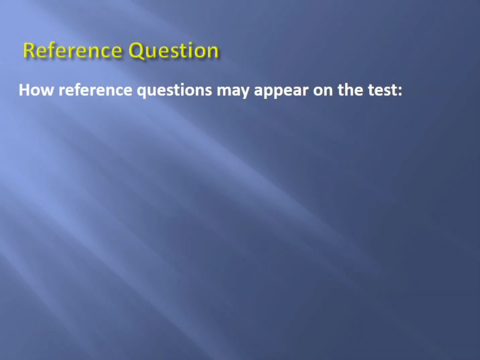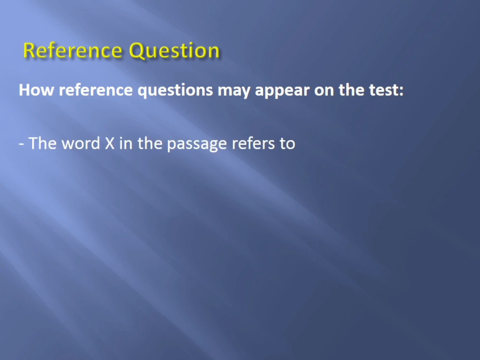How a reference question may appear on the test is the third similarity between a vocabulary and a reference question. It may appear on the test as the word X in the passage refers to. Again, always keep in mind that it is important to know what kind of question type you are answering so that you know what strategies to use.